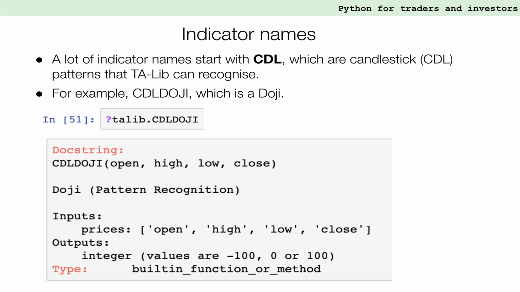First, we need to find out the required inputs with question mark talib.CDLDOJI and find that it requires OHLC data and returns either -100, 0, or +100.